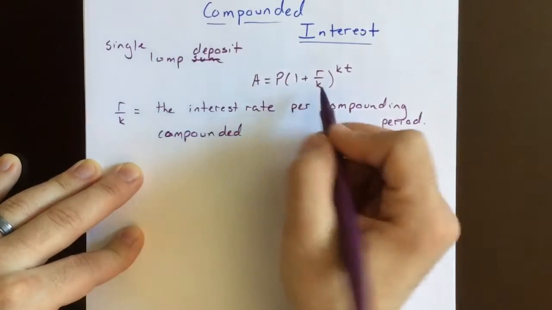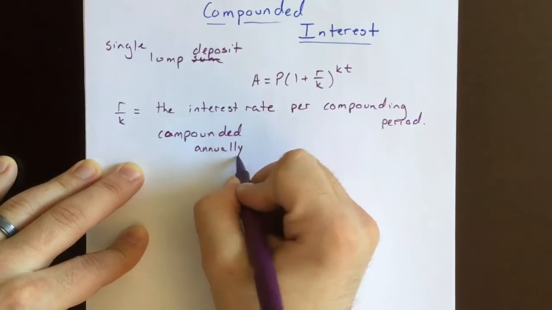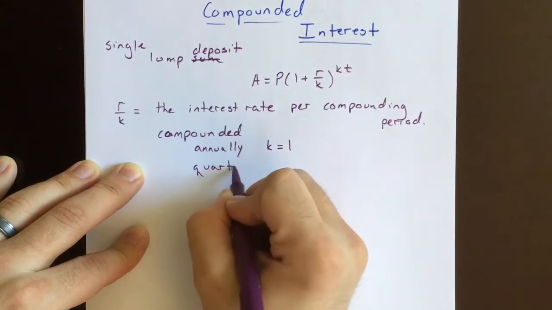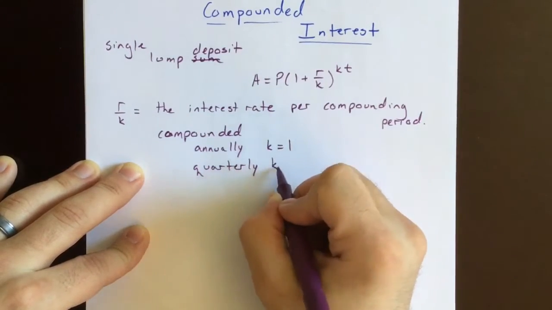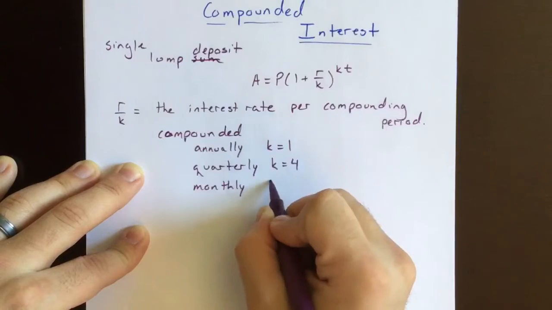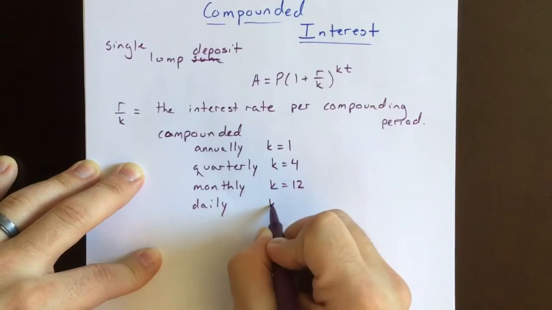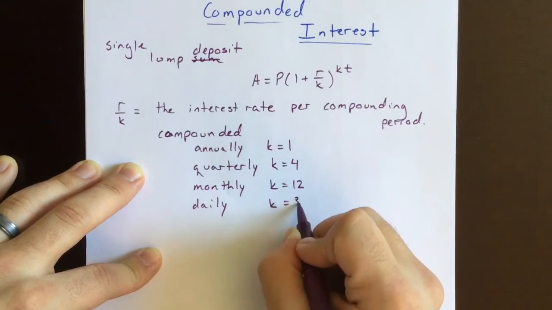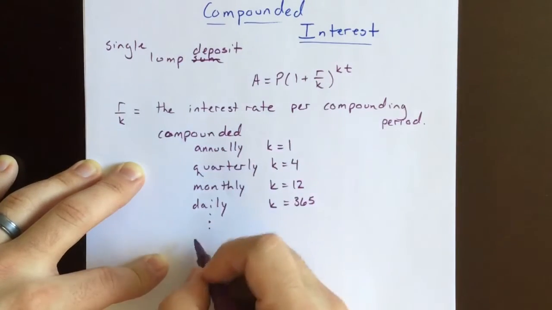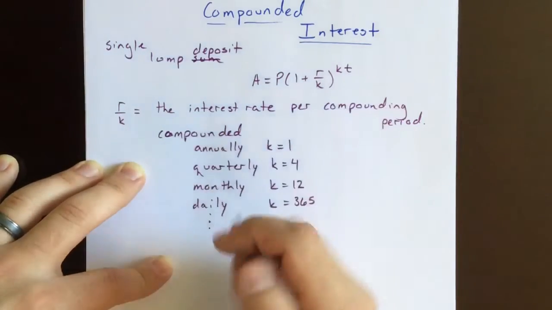So our compound, this would be our K value. We have annually, so that's once a year. There our K would equal 1. We have quarterly. So thinking of quarter, that's 4. We have monthly, 12. We have daily, 365, and getting more and more, our period becoming more and more frequent.